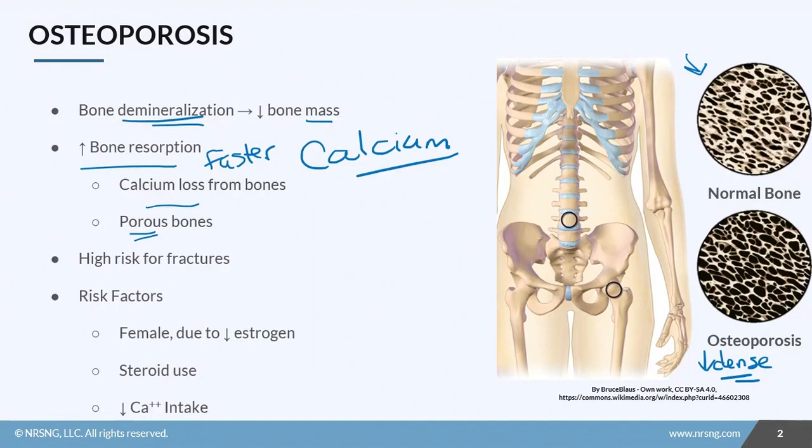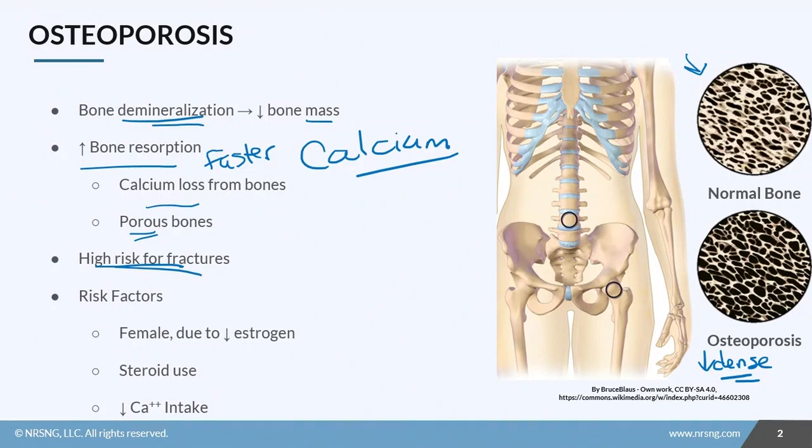So think of it like wood. A normal bone is like hardwood, right? Osteoporosis makes it more like styrofoam. So we know hardwood takes lots of force to break, but styrofoam breaks really easily. And so these patients are at very high risk for fractures. Even with the slightest force, their bones can just crack.